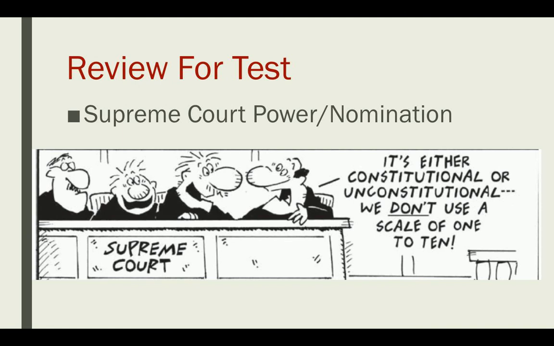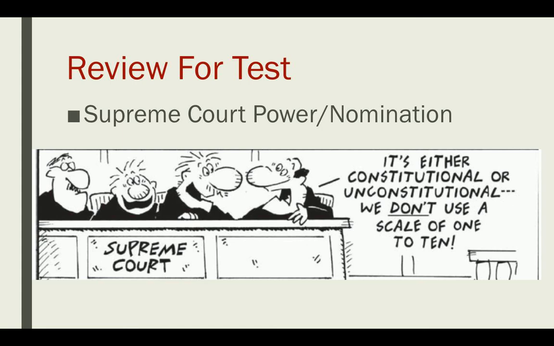Supreme Court. The Supreme Court power, their biggest power is judicial review. And remember, judicial review is the review of laws or acts performed by people in the government based on the Constitution. So you can see here that the Supreme Court is saying it's either constitutional or unconstitutional. We don't use a scale of 1 to 10. So it's a this or that, judicial review, the power of the Supreme Court that came from the court case Marbury versus Madison.